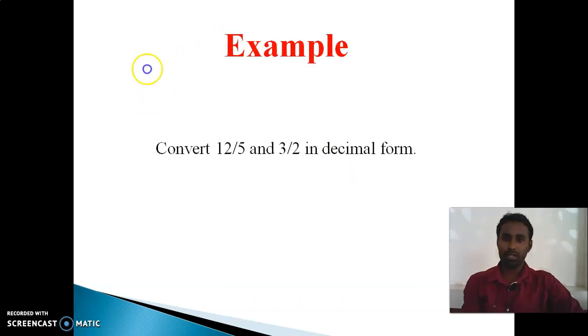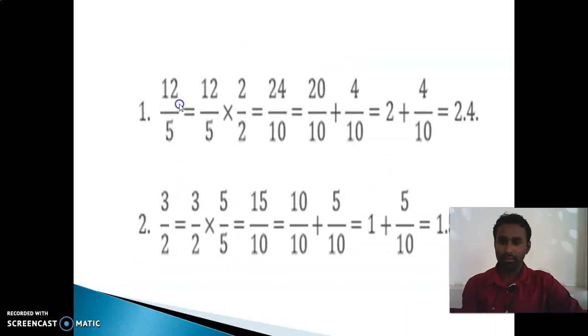Anyway, I will solve one problem on how a fraction is converted into a decimal. First, convert 12 by 5, which is an improper fraction, and 3 by 2, which is also an improper fraction. We are going to convert these improper fractions into decimal form. See here, first I have written 12 by 5. Just multiply by 2, so that you will get 10, right? Without multiplying also you can do it. Anyway, if I multiply by 2 I will get the denominator as 10. After getting denominator 10, we make the point, so 2.4.